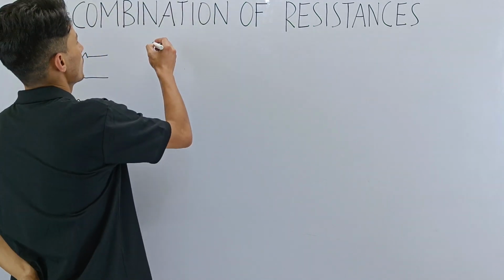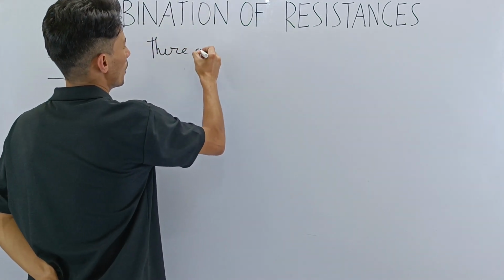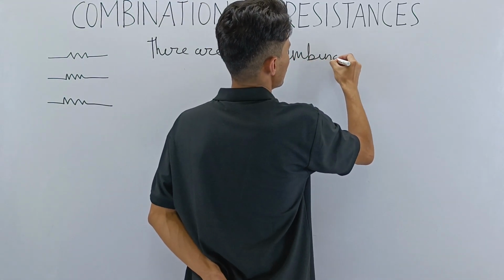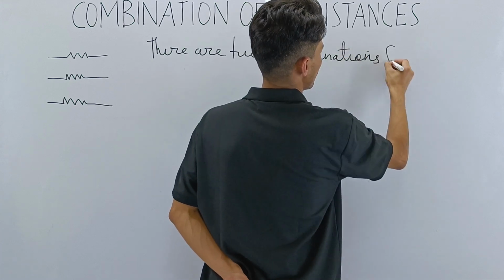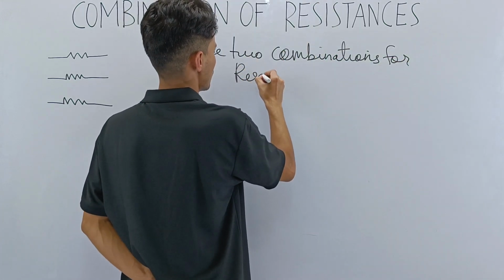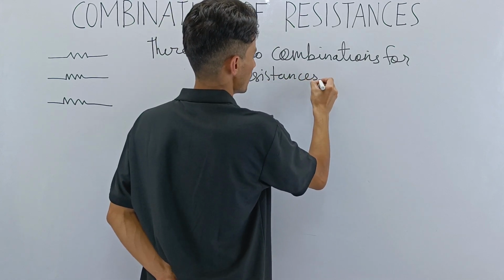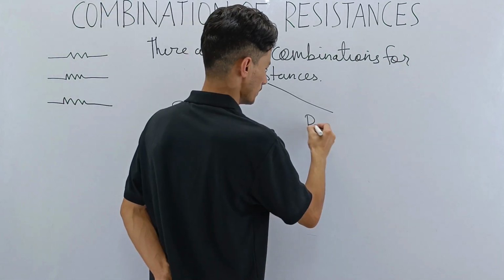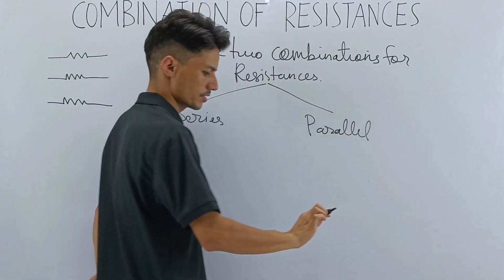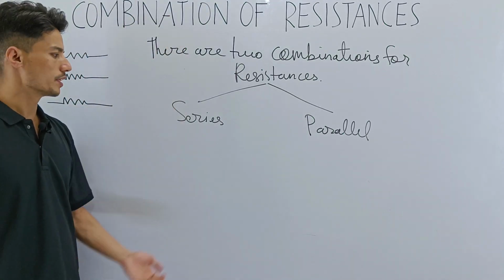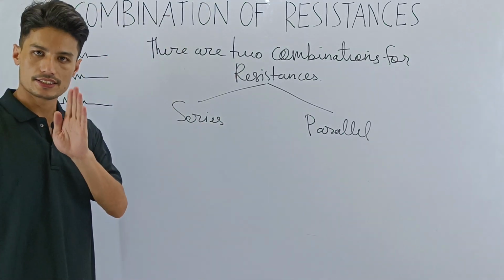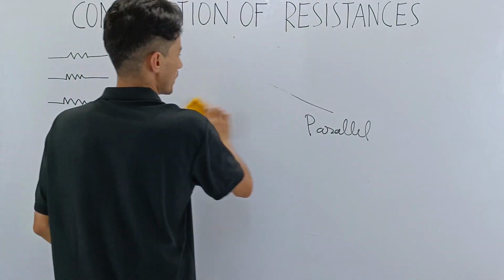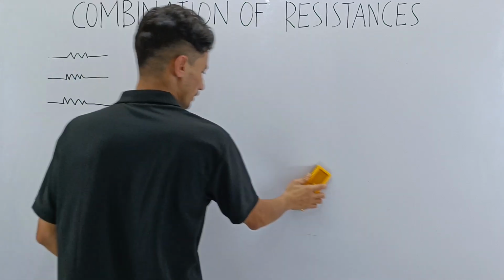So remember, there are two combinations for resistances. Resistances can be combined in two ways: series combination and parallel combination. In this video we are only going to learn about these two, series combination and parallel combination, in detail. Okay, so let's go in detail. Let me segregate this page in the middle and we will go in detail.